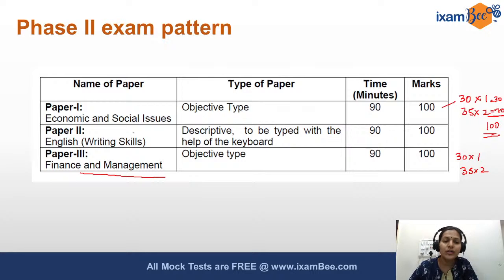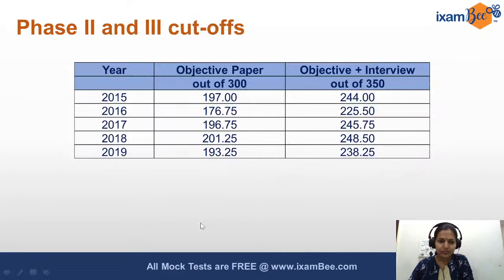Descriptive English is a descriptive paper where you type. There are 3 questions, related to essay, reading comprehension and precis. This has already been discussed in yesterday's video. So this is the exam pattern, and Finance and Management is one of the 3 papers that you have to clear in Phase 2.